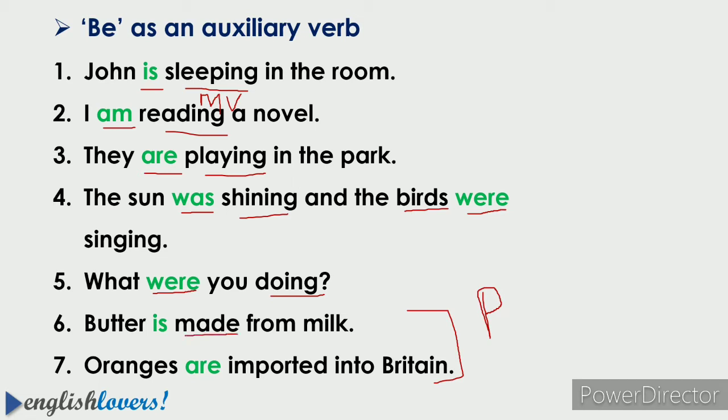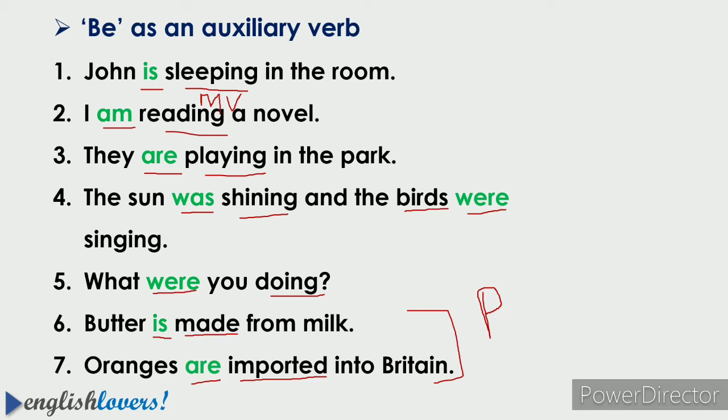Because see this main verb, made, it is in its past participle form. In the next sentence also, imported is in its past participle form, and we know that in passive voice we use the past participle of the verb. But here also there is a be verb in its present form, so we say it is simple present tense, passive aspect, and this be verb functions as an auxiliary verb or helping verb.